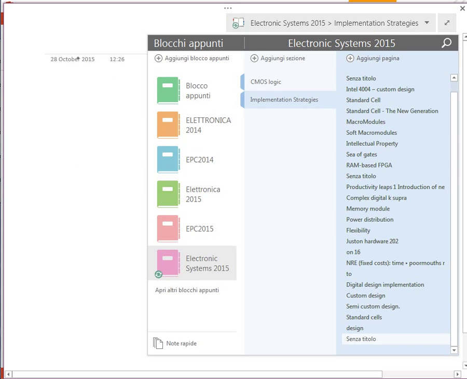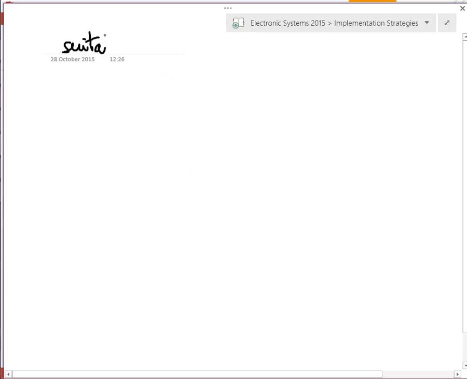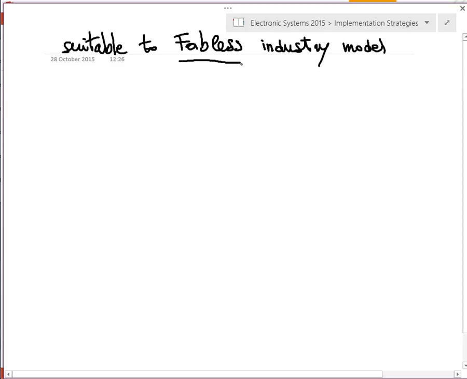This type of design using standard cells is very suitable to the fabless industry model. What is the fabless industry model? It's a model of operation in which you do not have a company that does both the design and the fabrication of the chip. It's a model that has become very common in the last, I would say, 15 years. Before it was pretty uncommon, but now we have several companies that are specialized in the fabrication of integrated circuits, in the semiconductor process. I think I already mentioned this aspect during the last lecture. And then we have other companies that are specialized in the design of the chip and in selling it.